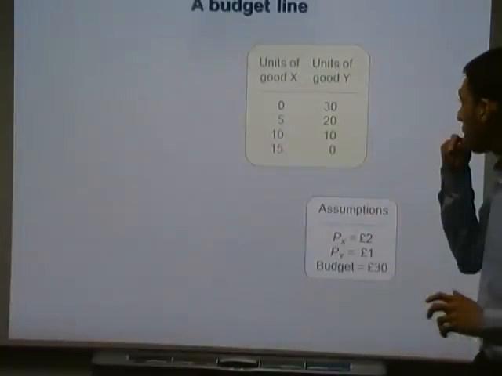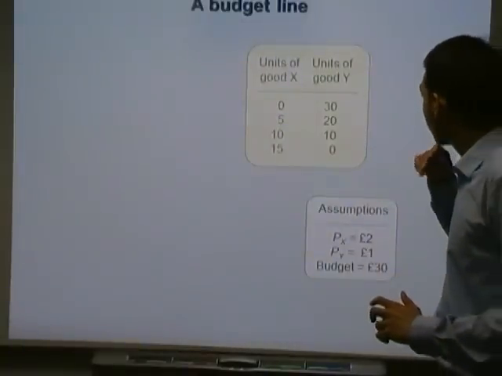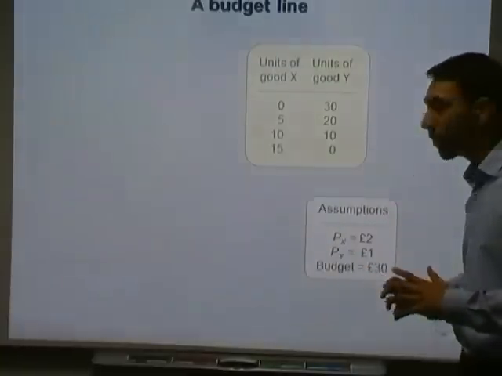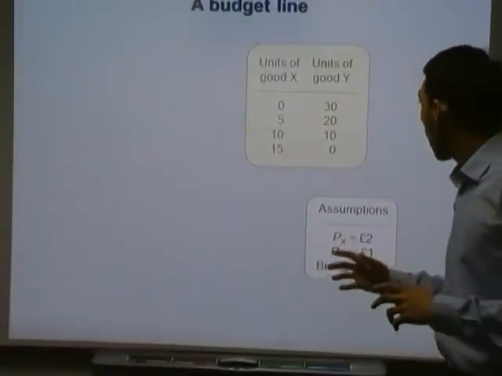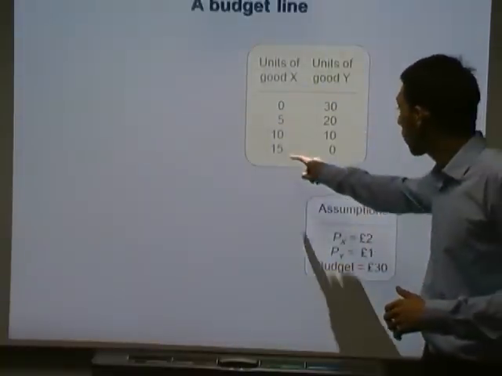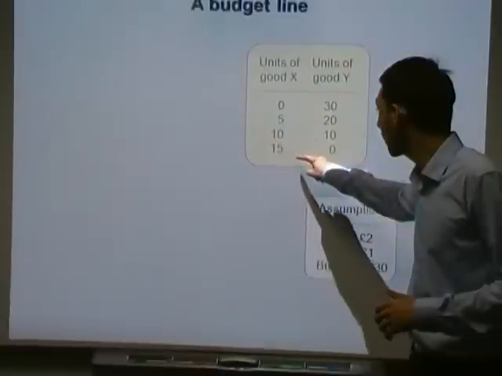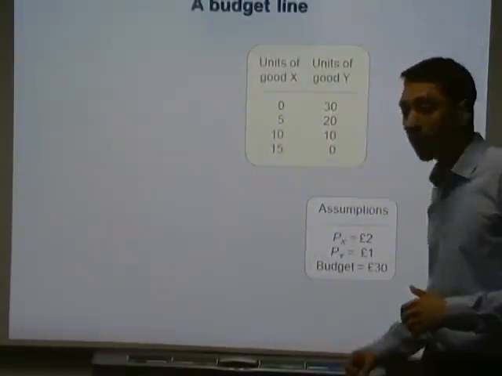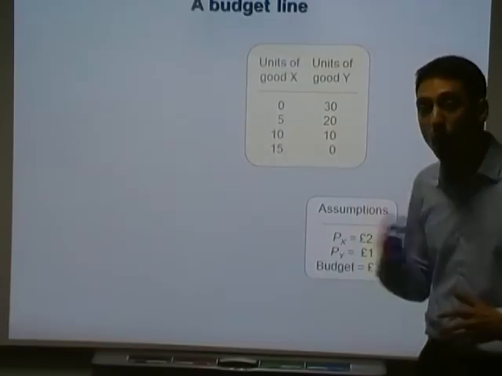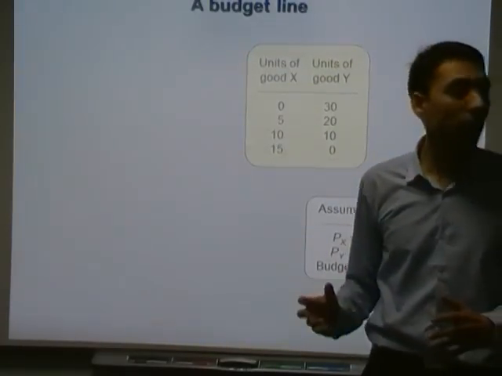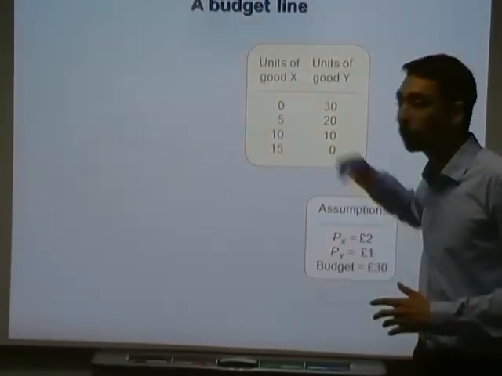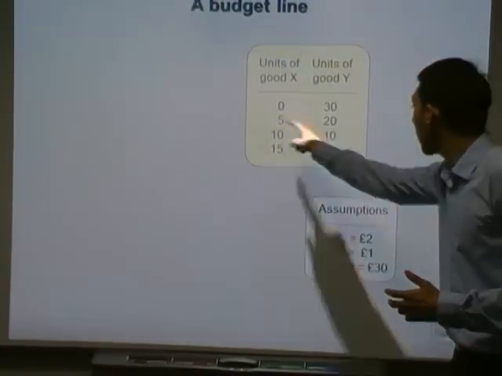Right? So in that case, how many units of good X can you buy if you are spending all your money on X? So you will have 15 units of X and you will have 0 units of Y. If you are spending all your money on Y, you will have 30 units of good Y whereas 0 units of good X. And these are the combinations.